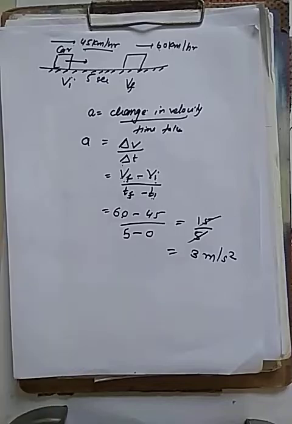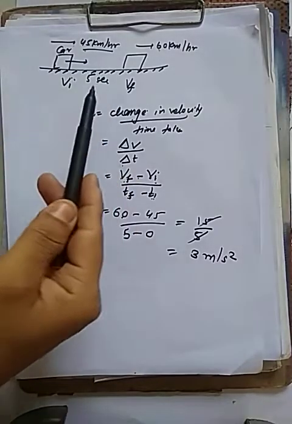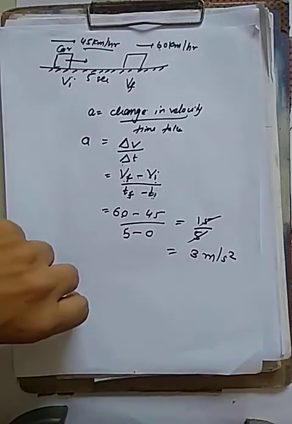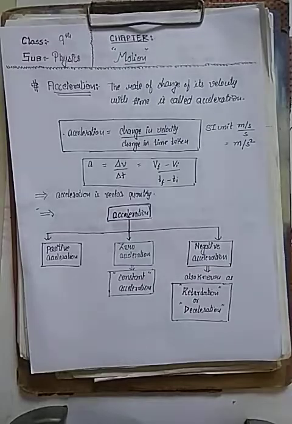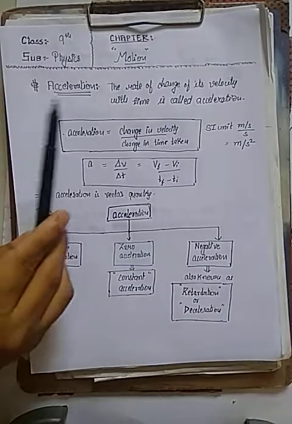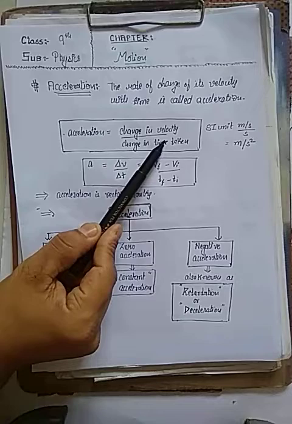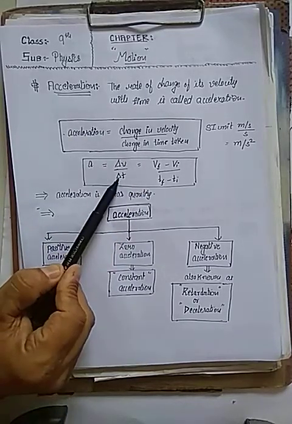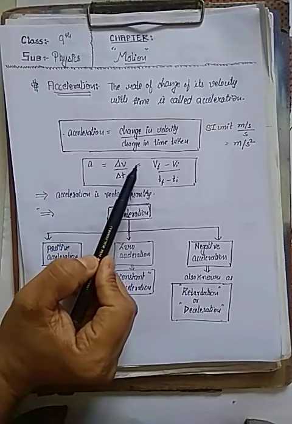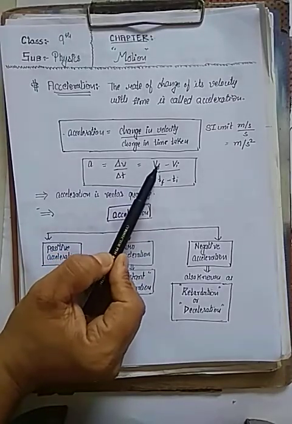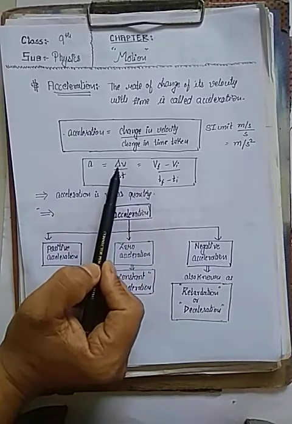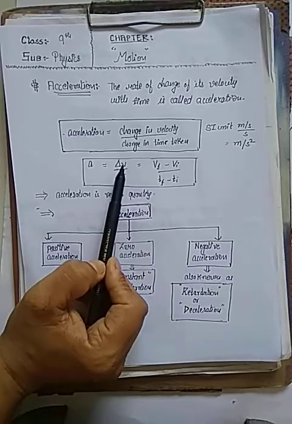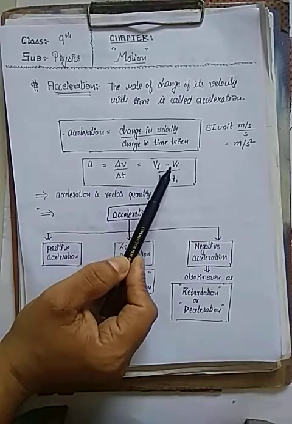3 meter per second square means the car is speeding up with 3 meter per second square. I hope this is clear. So coming to the topic, what is the formula? Acceleration is equal to change in velocity upon change in time, that is delta v upon delta t. Delta means change, final minus initial, so final velocity minus initial velocity. Whenever you see delta, always keep in your mind final minus initial. If velocity is written, then put final velocity minus initial velocity.